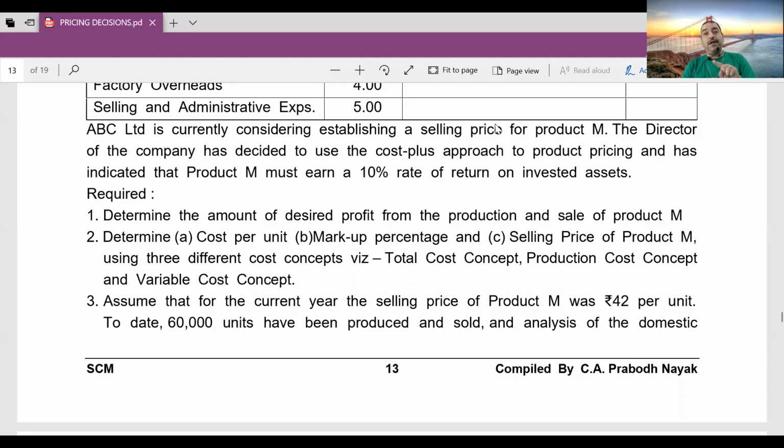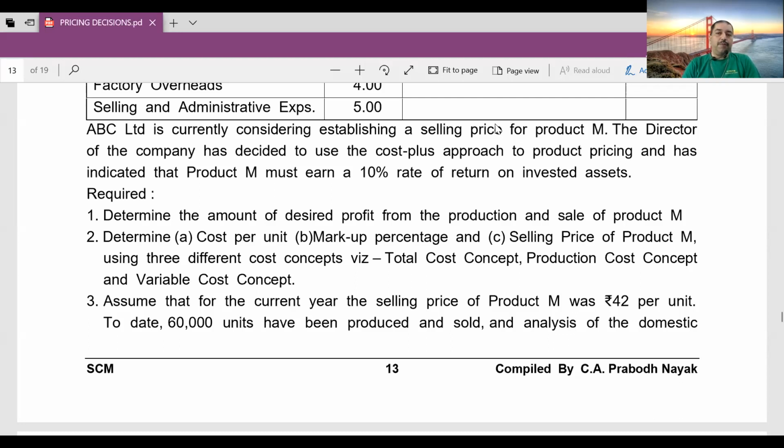So I am not calculating as a percentage of or in relation to the total cost. Or I may say that I have invested in this business so much, so I should get 10% or 15% returns from this. That return will be your desired profit, which will add to total cost. So that is the cost plus approach.